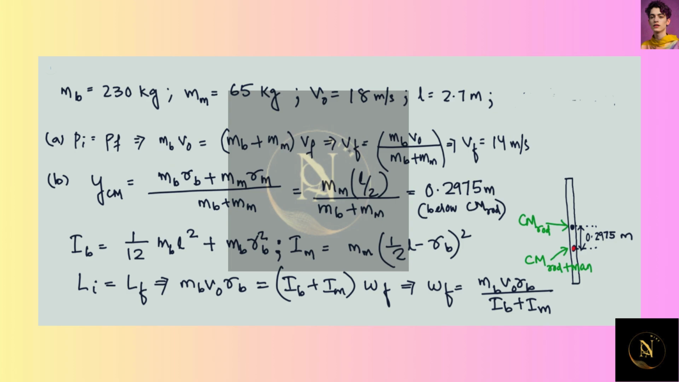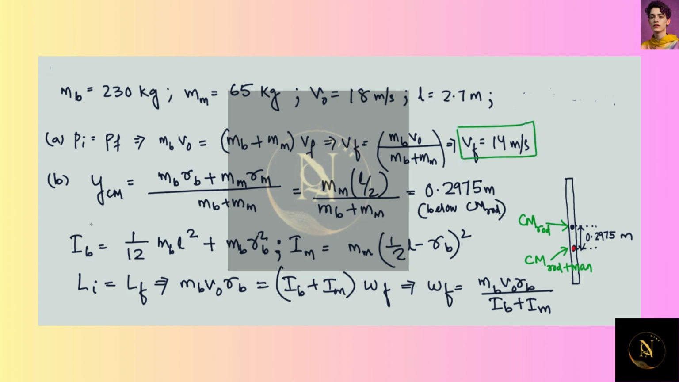Now from this equation we can find the final velocity, and using the values listed for mass and initial velocity, we calculate the final velocity to be 14 meters per second.